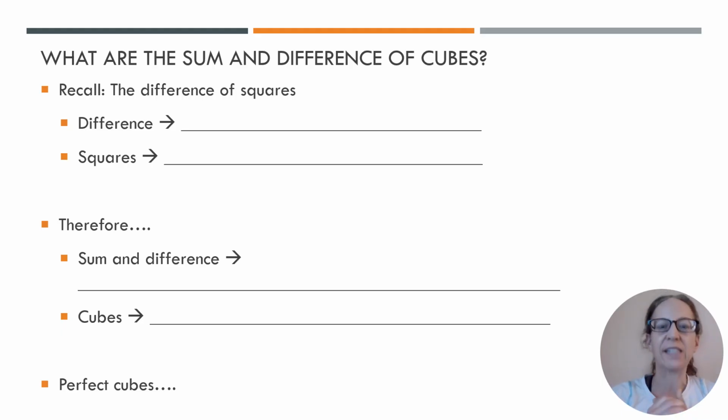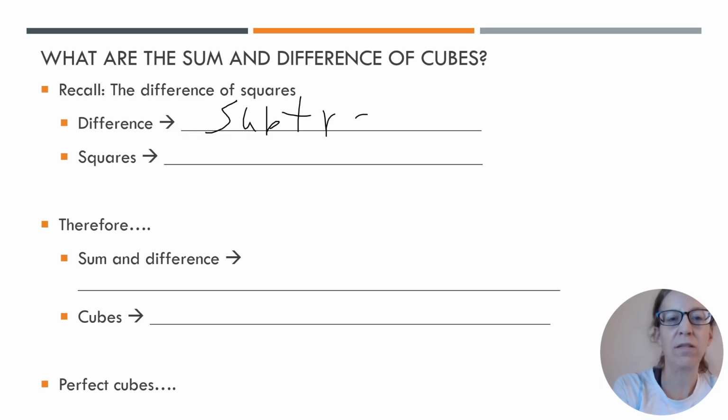If you're going to recognize that this is another special case, we want to be able to recognize it. And we're going to build off of what we already know, which is a good policy, by recalling what we know about the difference of squares. So we covered difference of squares in the last unit, and we know that difference means subtracting. Okay, so the word difference means subtracting, and squares was referring to something that we call perfect squares.